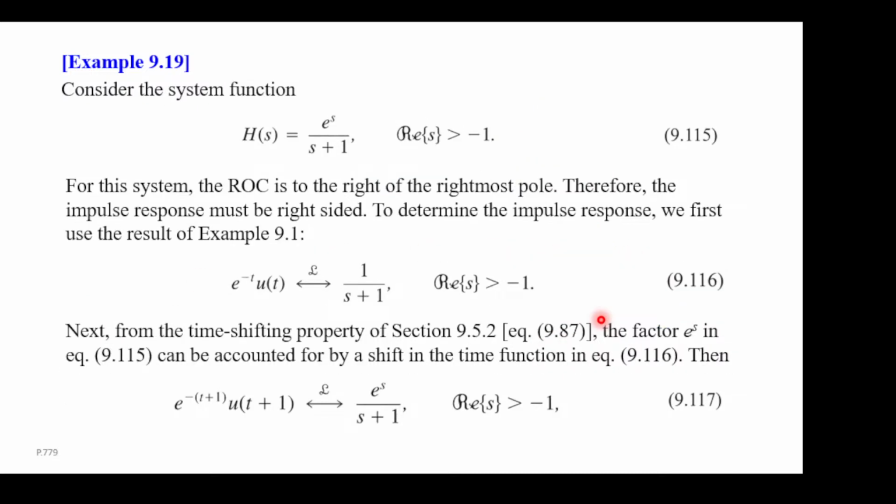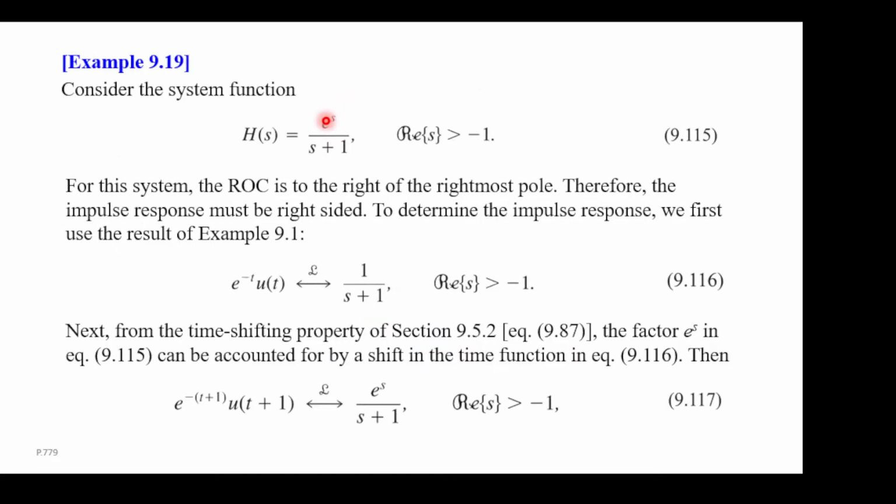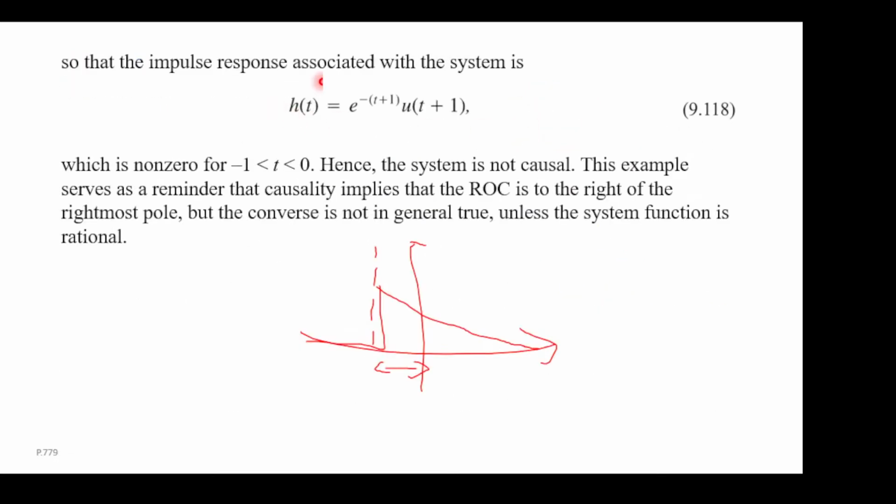And then let's see a counterexample where we have a right-sided ROC but the function is not causal. And actually it's easier to see this backward. So we have the same exponential decay function, but we just pull it to the left a little bit. If h of t is e to the minus t plus 1 times u of t minus 1, it is the exponential decay starting from minus 1.